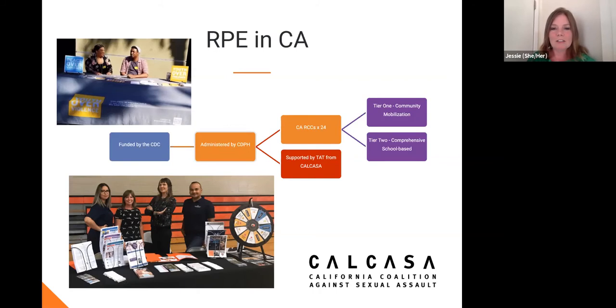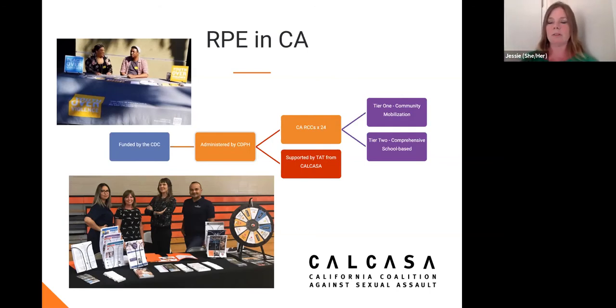So you can see a little flow chart here. We're funded by Centers for Disease Control, administered by California Department of Public Health. You can see here all your organizations represented in this orange box, and us providing training and technical assistance from CalCASA. And then the way the programs break down, which is new for this funding cycle, is that we have 2 tiers worth of programs.